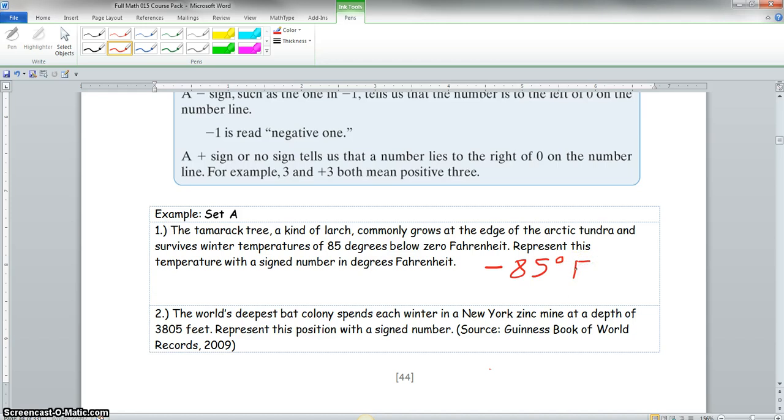Now we go here to number 2. It says the world's deepest bat colony spends each winter in a New York zinc mine at a depth of 3,805 feet. Represent this position with a sign number. Whenever we talk about depth, it's talking about how deep something is. So if it's at a depth of 3,805 feet, that means it's going down, which is also negative. So they are at a position of negative 3,805 feet.